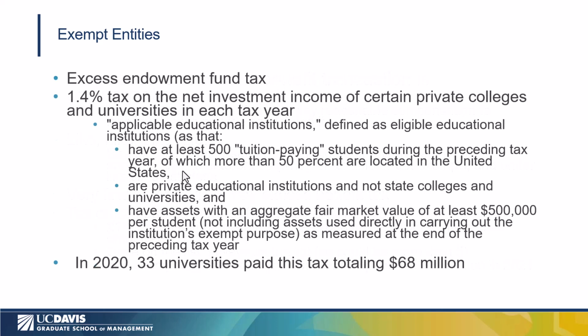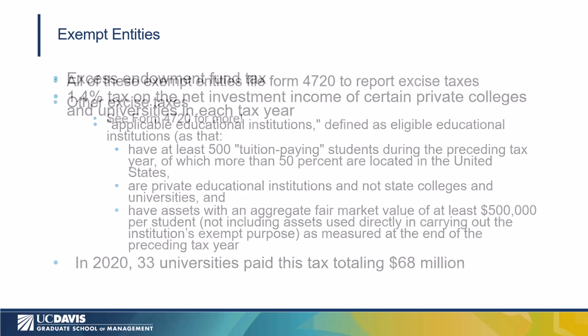There's also an excess endowment fund tax. We'll just glance through this really quickly. It's a 1.4% tax on the net investment income of certain private colleges and universities. We're not going to get mixed up in the limits. 33 universities pay this tax, totaling $68 million. So I don't believe UC Davis is one of them, but we tend to see the prestigious Ivy League schools, if you will, and Stanfords and the Dukes that have huge endowments, and of course are private. And so they pay a tax on their excess endowment income. Now, that was only $68 million in 2020, and only paid by 33 universities.